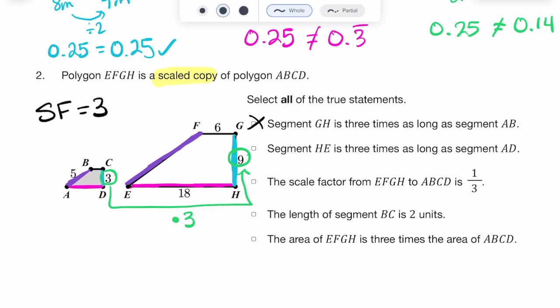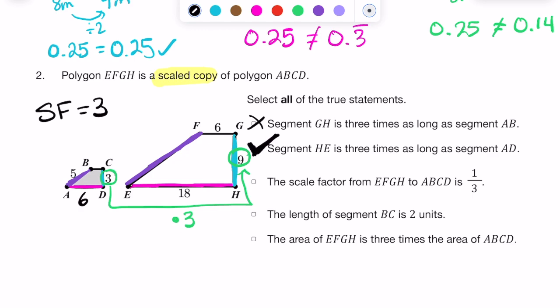And we know that these then are corresponding side lengths. So this and this, those correspond. So if the scale factor is 3, then yes, EH is going to be 3 times as long as AD. Okay, because they correspond, and that's the scale factor. So that's going to be correct. You wouldn't need to do it for what it's worth. That means that AD is going to be 6 units long because 6 times 3 is 18.